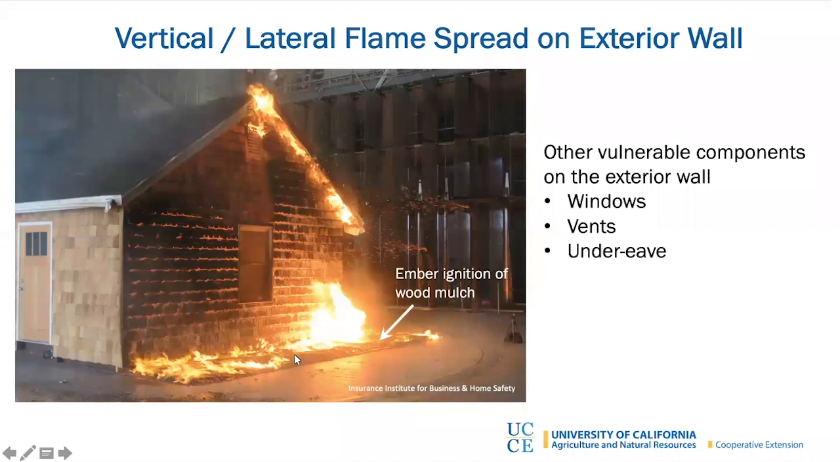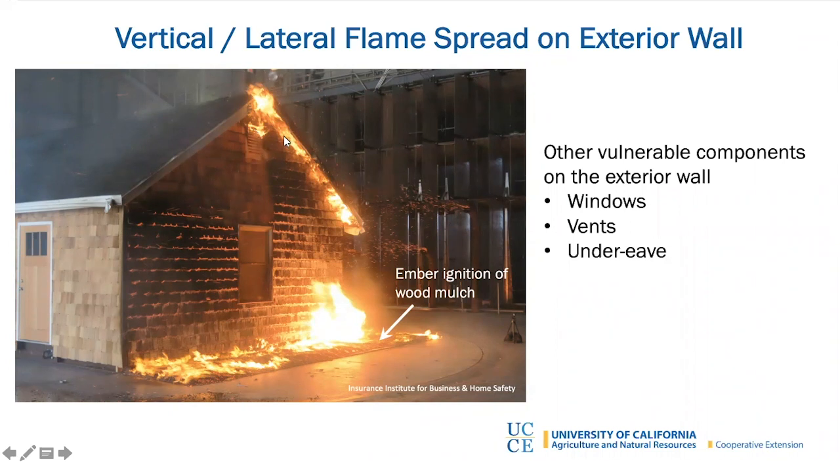And here we have ignition from embers of wood mulch close to the house, ignition of combustible siding, and then that flame spread vertically upwards and laterally into this under eave area. And once the flame reached there, it quickly entered into the attic space, pointing to the vulnerability of this area to flames should it enter. And you can also see that it entered through the vent in the gable end area.